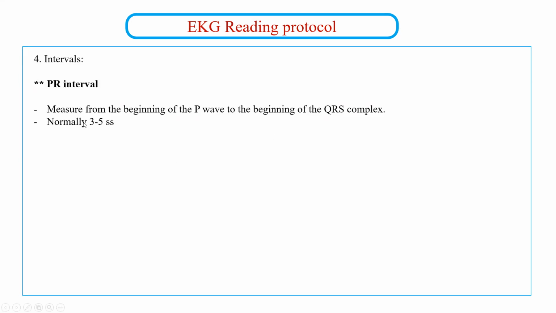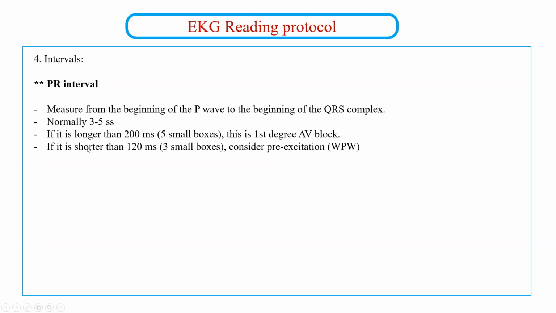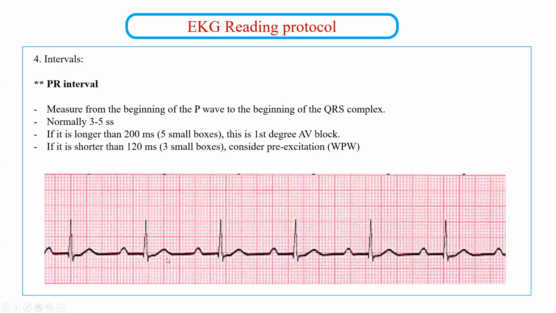Normal PR interval is 3 to 5 small squares. Here we use small squares, which is the easiest. And just remember, each small square is 40 milliseconds, so you multiply any number of small squares by 40 and you get the milliseconds. If it is longer than 5 small squares, which is 200 milliseconds, you can tell that the patient has first degree AV block. If the PR interval is shorter than 3 small squares, you have to consider pre-excitation syndrome, like Wolff-Parkinson-White syndrome.